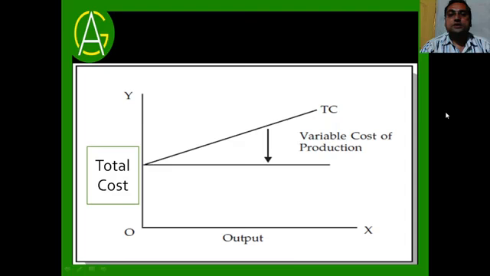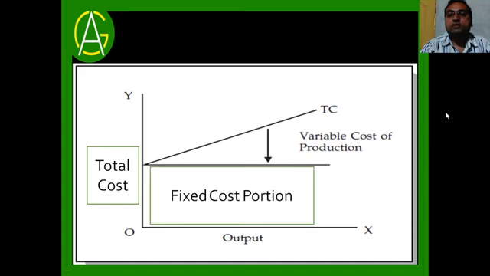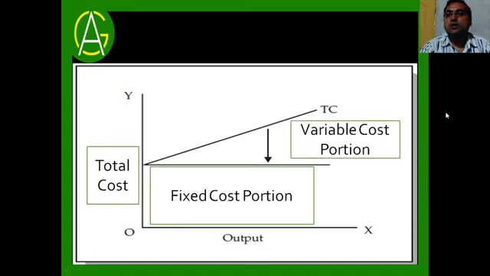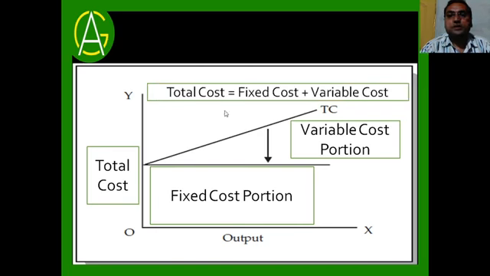Next kind of cost is total cost. Now what do we mean by total cost? Total cost is simply the total of fixed cost and variable cost. If we add up the portion of fixed cost and this portion of variable cost, the total of fixed cost and variable cost will be considered as total cost. So it is clear that total cost is equal to fixed cost plus variable cost.